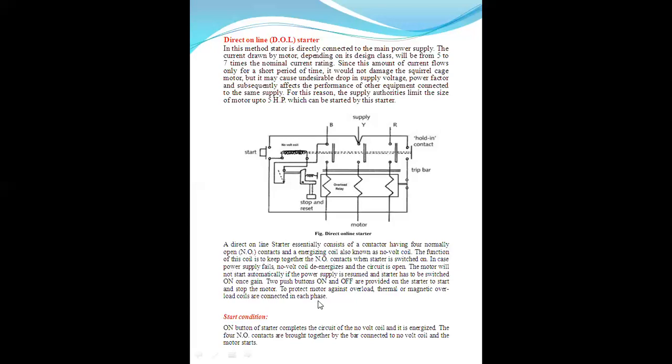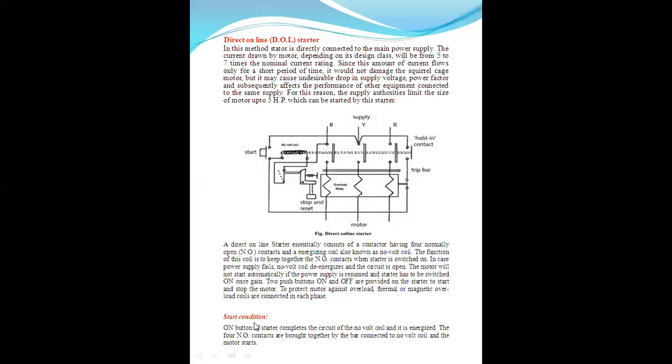Two push buttons, on and off, are provided on the starter to start and stop the motor. To protect the motor against overload, thermal or magnetic overload coils are connected in each phase. This is the motor, this is the stop, and this is the start button. This is the no voltage coil. The three-phase supply R, Y, B is given to the motor. This is the holding contact, this is the trip bar, and this is the overload relay.